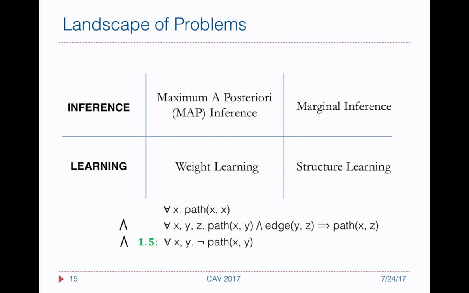On the learning side, there are also two interesting problems. Where do these weights come from in the real world? There are algorithms for learning these weights from training data. And then there's also structure learning, which asks where do these constraints come from? This can be viewed as a program synthesis problem. Now, in this talk, I'm only going to focus on the MAP inference problem, although we are working on the other three problems as well in various settings.